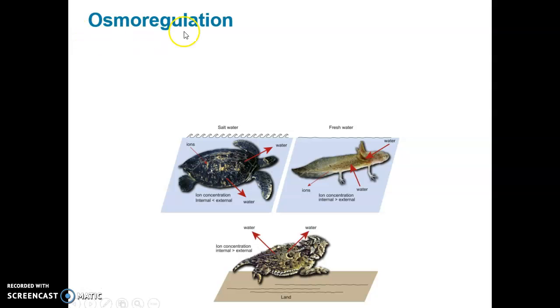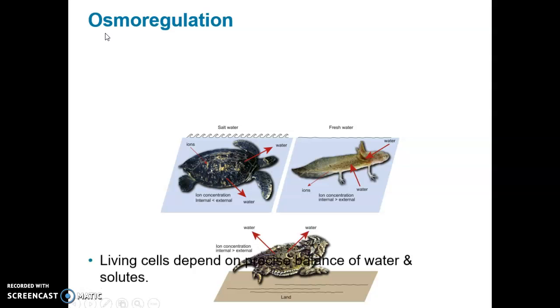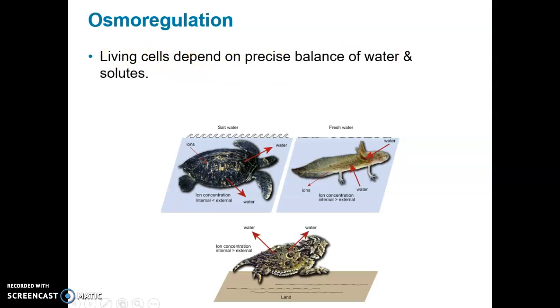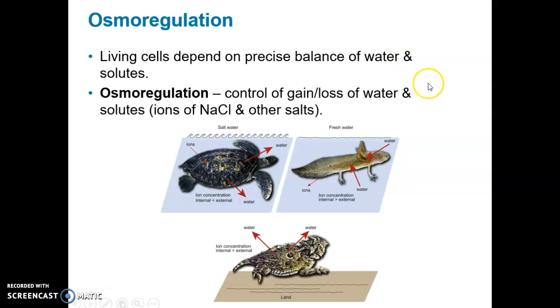So let's look at osmoregulation, the maintenance of basically the water balance in your cells and tissues. Living cells depend on the precise balance of water and solutes, meaning things that are dissolved in water, in the liquid environment around the cells, the interstitial fluid, but also within the cells themselves. So osmoregulation is control of water balance, and of those solutes, ions like sodium chloride and other salts.